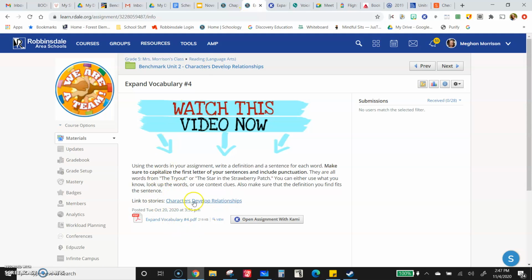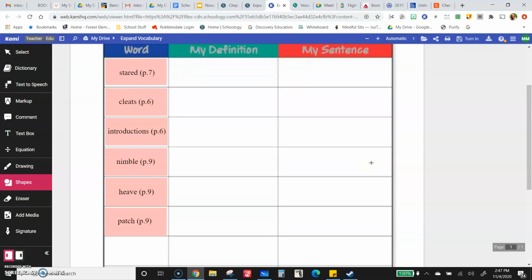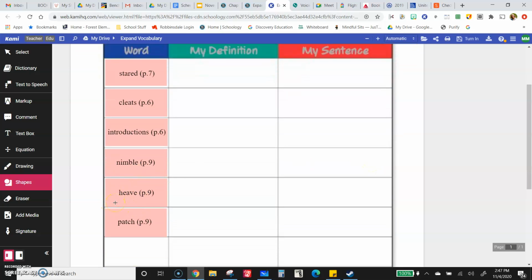Otherwise, it's also here to be able to look them up and find them in context, because say the word heave has a couple of different meanings, so you want to make sure you're finding the correct meaning for this sentence. Same with the word patch. So really think about that.